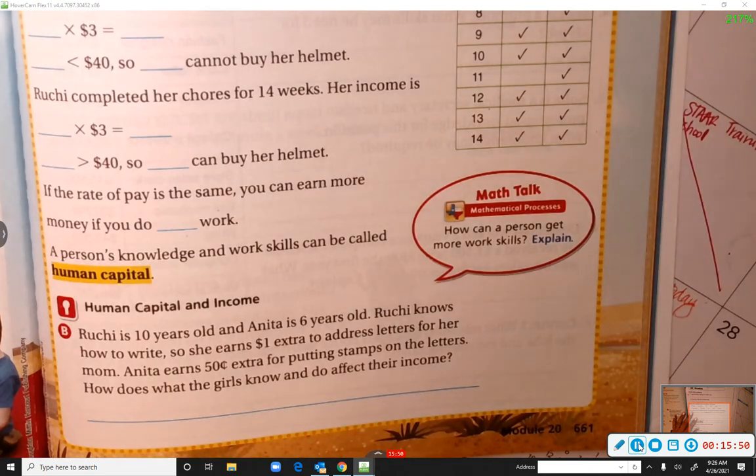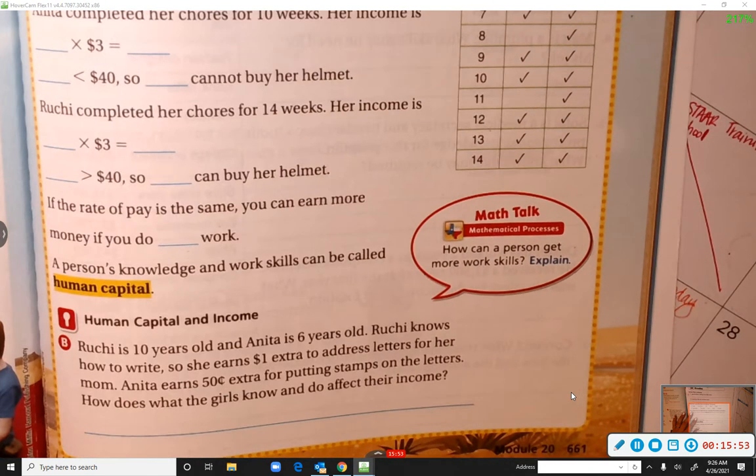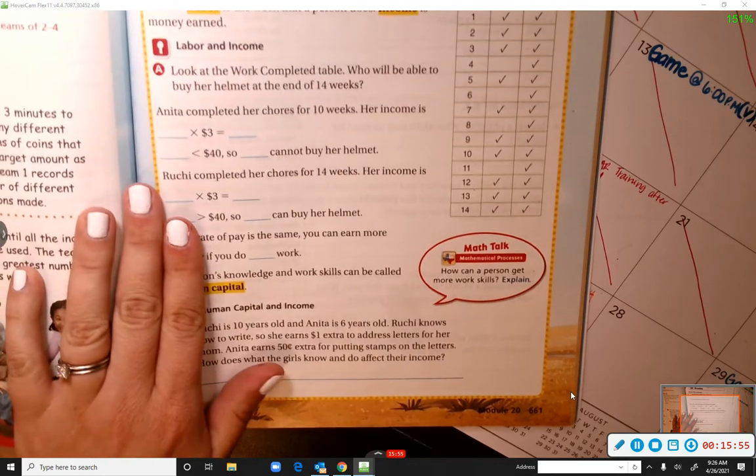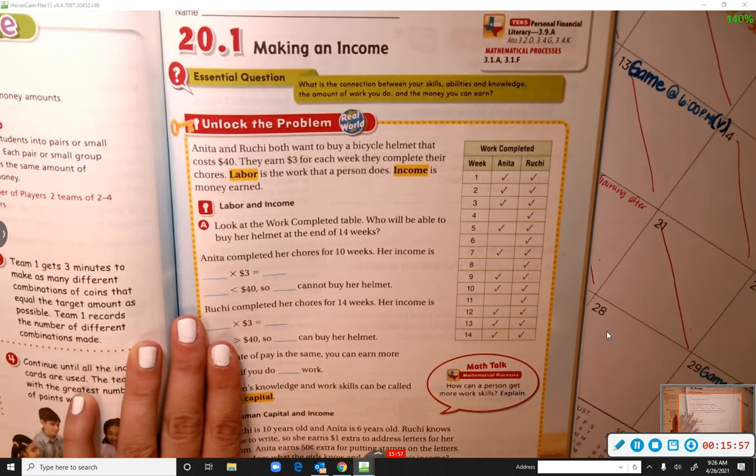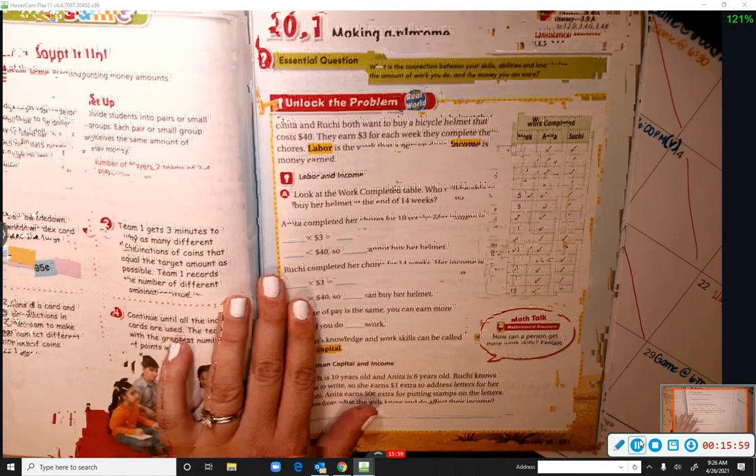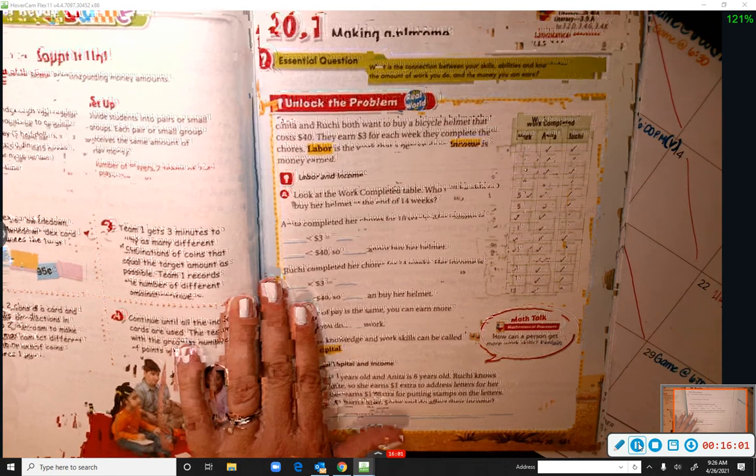You guys need to get your books, Volume 2, open to page 661. 661, Volume 2.